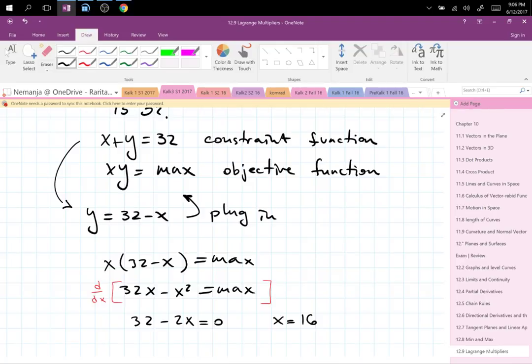So it was a game of two equations, and you were able to find a value for x and a value for y, which will make a maximum area, maximum volume, minimum profit, maximum profit, minimum cost, and so on.